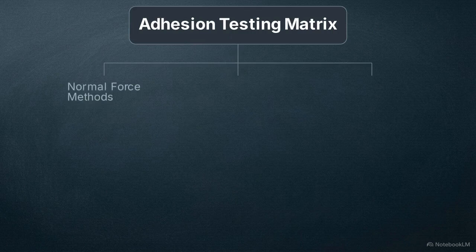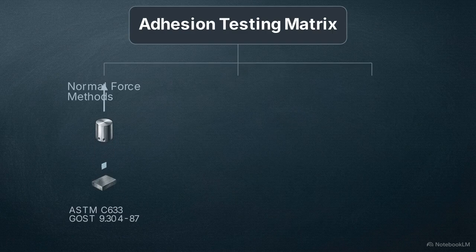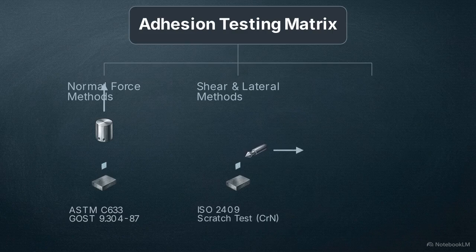The first branch contains normal force methods. These evaluate bond strength by pulling the materials apart perfectly perpendicular to the interface. The second branch covers shear and lateral methods. These evaluate integrity through forces applied parallel to the surface, such as scraping, scratching, or cutting.